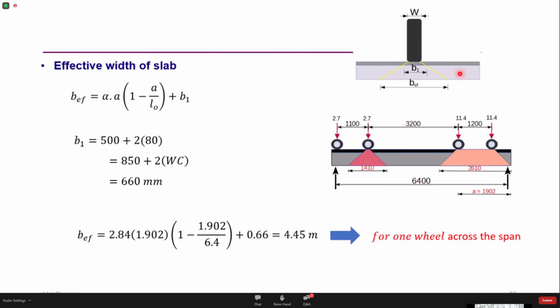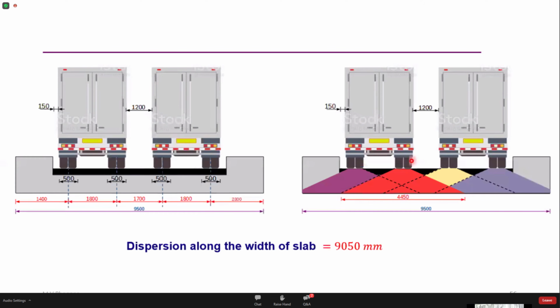So again, let's look at this diagram, the same diagram. So I have this deck slab, I have this wheel. The contact length of this wheel along on the deck slab is W. B1 is the dispersion through the bearing cord, and B effective is the dispersion of the load through the slab across the width. So for this, I'm going to use this expression given in 112, and I'm going to calculate what is the effective width. So here, the effective width of one wheel works out 4.45 meters. So what I'll do is I'll take this 4.45 meters and then just try to plot it here.